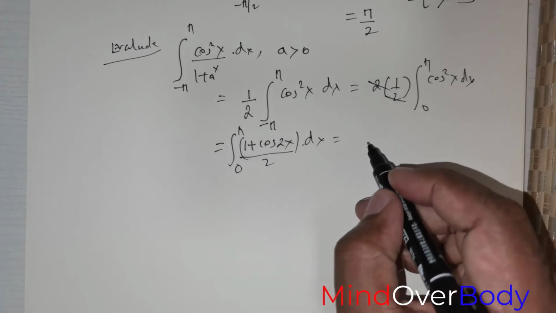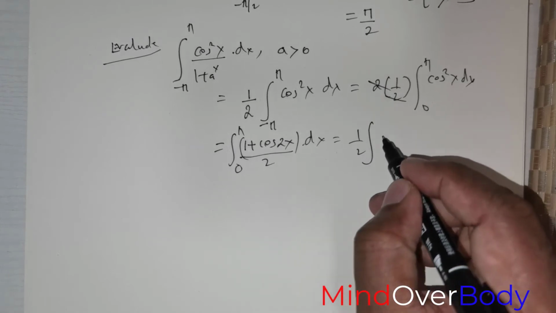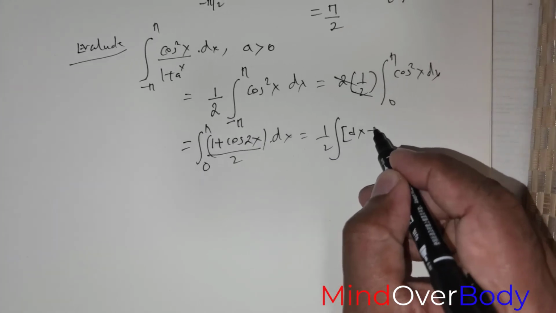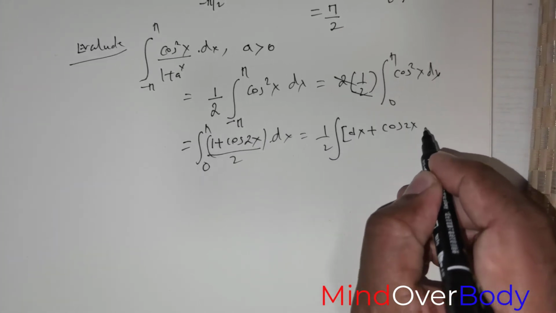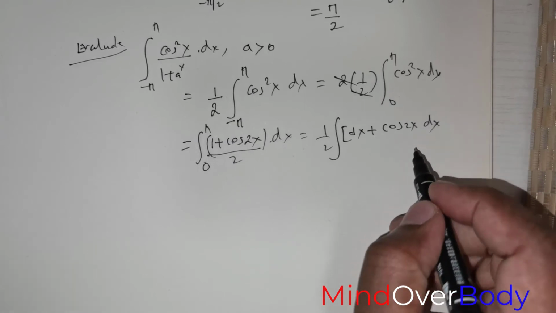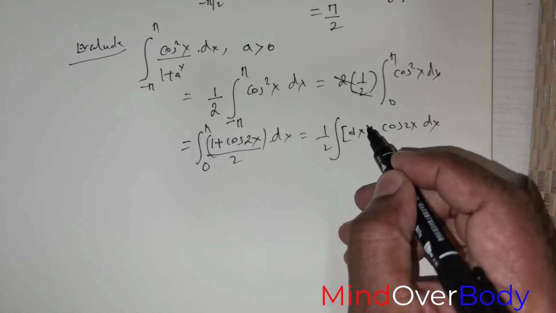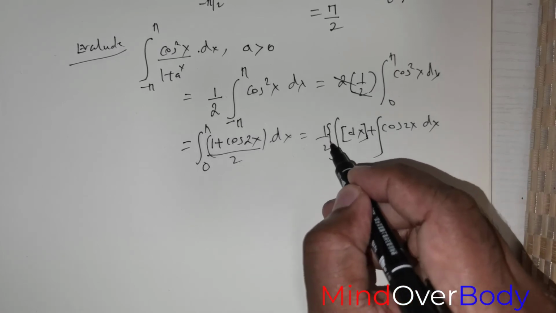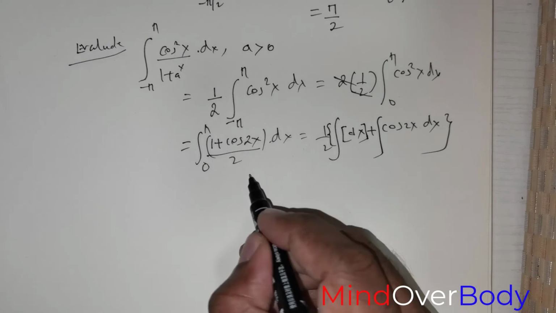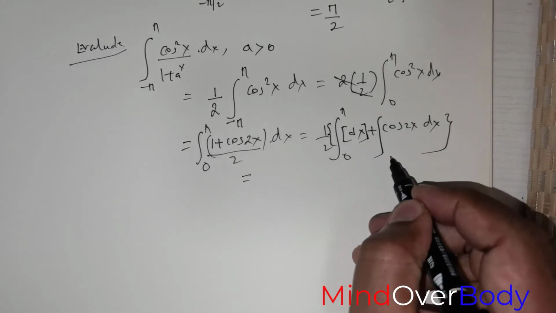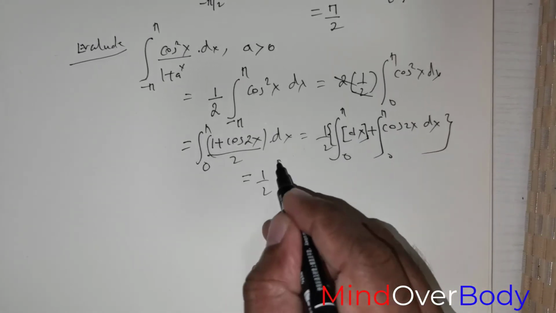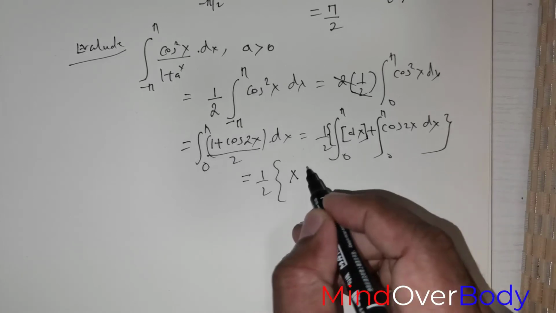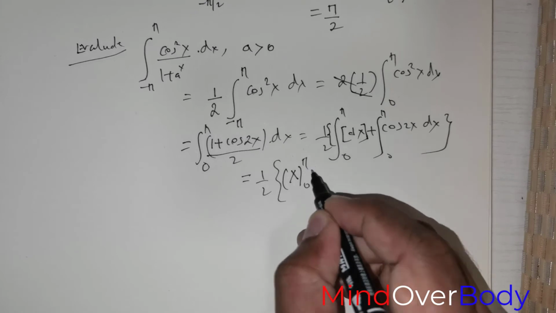I can rewrite this as 1 over 2 times the integral of 1 multiplied with dx, plus cos 2x times dx. So what we can do is place the integral sign like this. 1 over 2 will be a common quantity. So the limits 0 to pi, upon integrating dx, the upper limit would give me x. So the limits are 0 to pi.